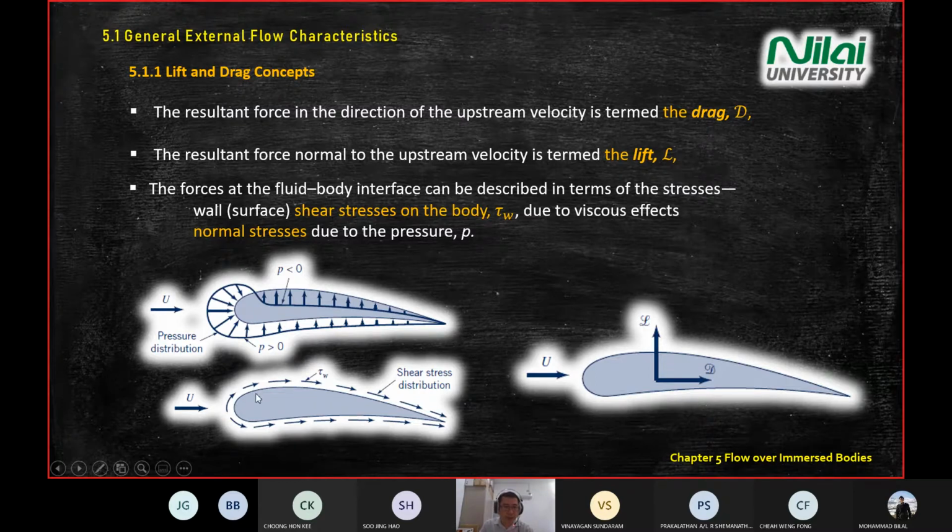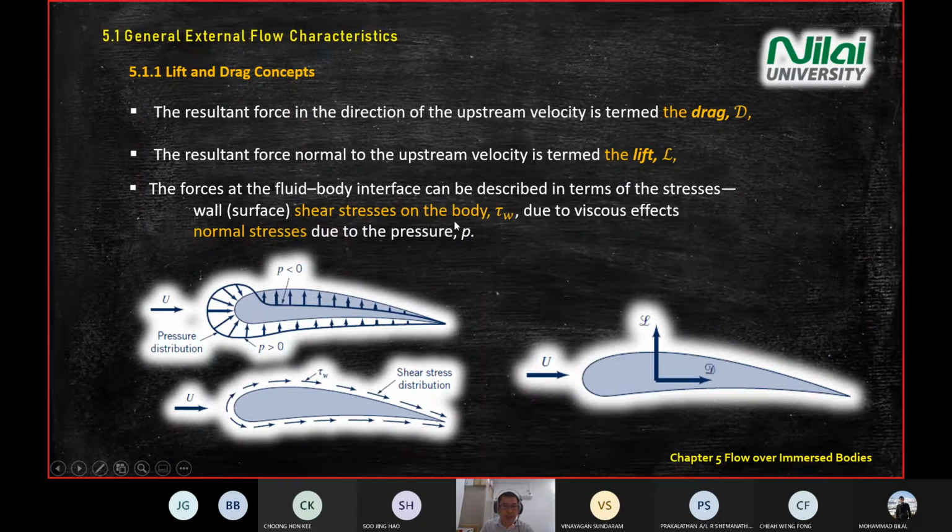All right. If you look at pressure, this is the pressure distribution. Later on, we will look into the pressure distribution. What happened to the front? What happened to the top? What happened to the bottom of the body later on? And then this is the shear stress.